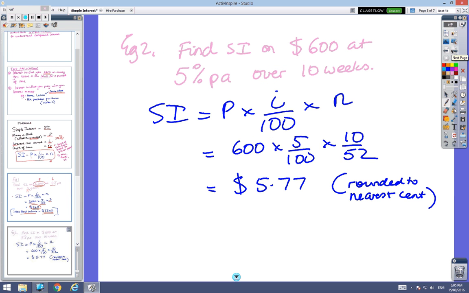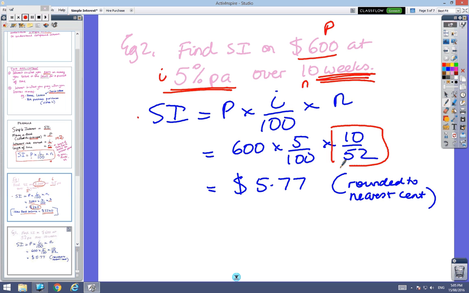So in this second example, I've got interest rate quoted per annum, but the period is in weeks. So this is one way we've got to change it. Again, I've written the formula out because it's good practice. 600 is the principal, I is 5, and N is not 10. N is going to be 10 over 52. So that turns weeks into years. If you have months, you divide by 12. If you have days, you divide by 365, etc.